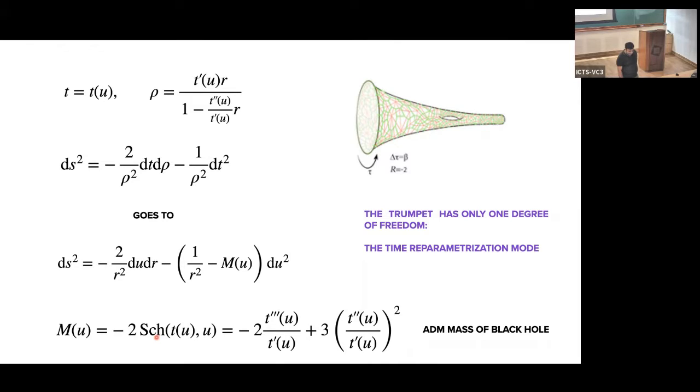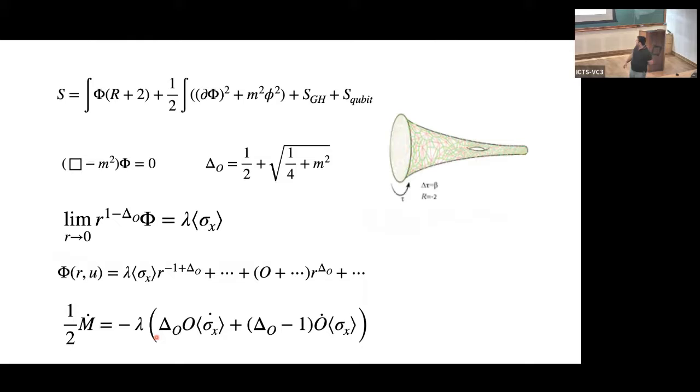Yes, I'm coming to that. Just hold on. So the action of JT gravity is this. To answer your question, in the absence of matter, the equation is simply M dot equals 0. So the mass is constant.